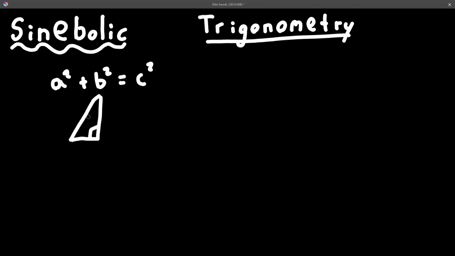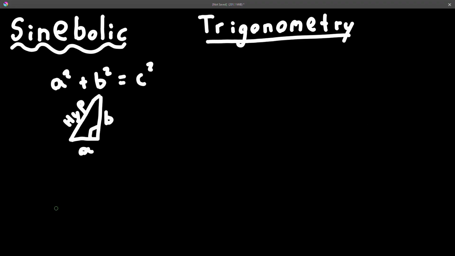C squared is the hypotenuse. That is what C is. A and B are either side. This could be A, this could be B, whatever. And when you add up the sides of A squared and B squared, you get C squared, which is good when knowing about Pythagorean triples.